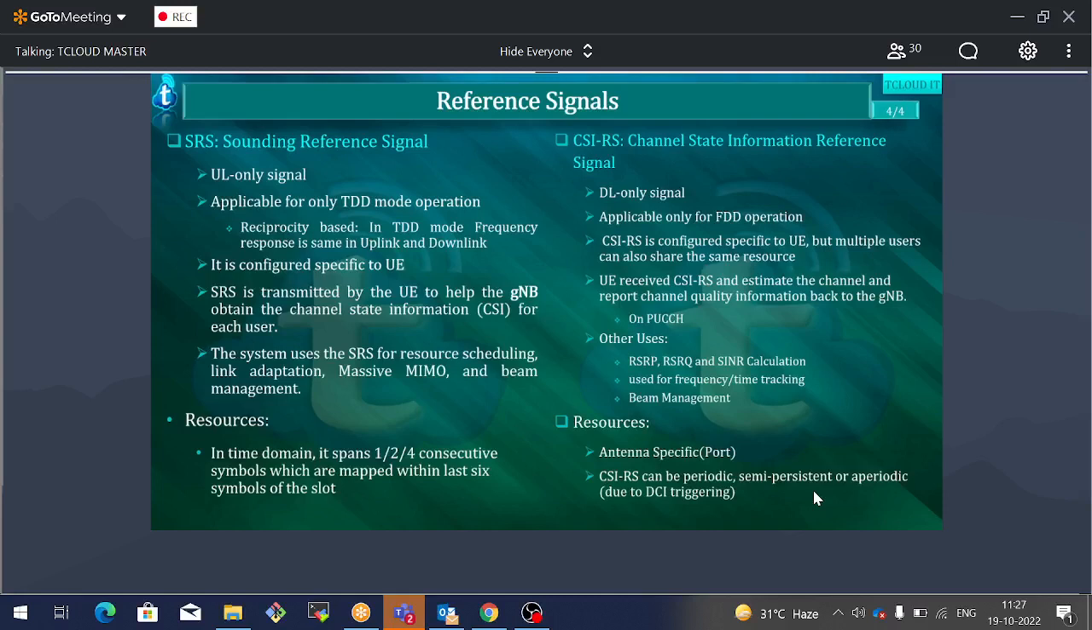And CSI-RS configurations can be periodic, semi-persistent, aperiodic, etc. There are various possibilities of configuring it. I'm not going into those deeper details, but the CSI-RS and SRS are not finished. We'll hit them again in MAC, and I'll add more information at that time. I'm just giving you a brief description at this stage. But this is heavily linked with the MAC layer.